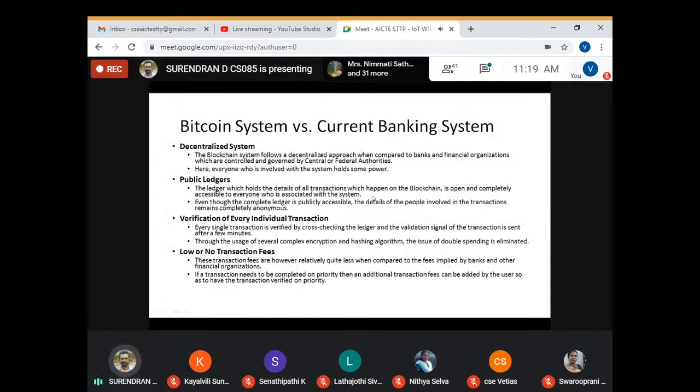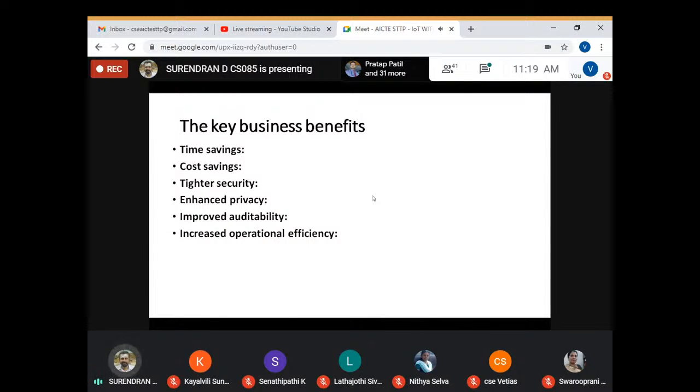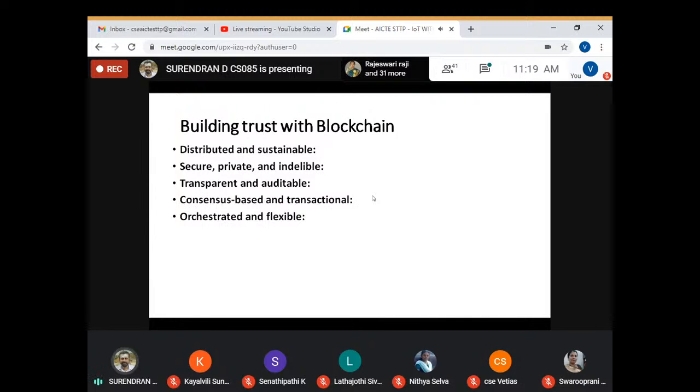Now Bitcoin and current banking systems, as I told you, right? With Bitcoins, you don't need banks. You can directly send Bitcoins and directly receive Bitcoins. Now the bank is eliminated. Then the key business benefits are time savings, cost savings, tighter security, enhanced privacy, improved auditability, and increased operational efficiency. Here, as I told you, it is consumption based and transactional.